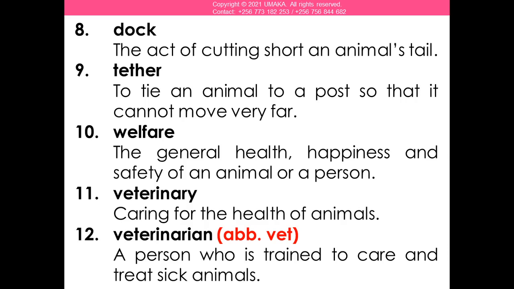Animals. A veterinarian is a person who is trained to care for and treat sick animals. At times they abbreviate veterinarian as vet. So when someone says my dad is a vet, know that his daddy is a veterinarian. What does he do? They treat and care for sick animals. Even those that are not sick need care. So a veterinarian is a person trained to care for and treat animals.